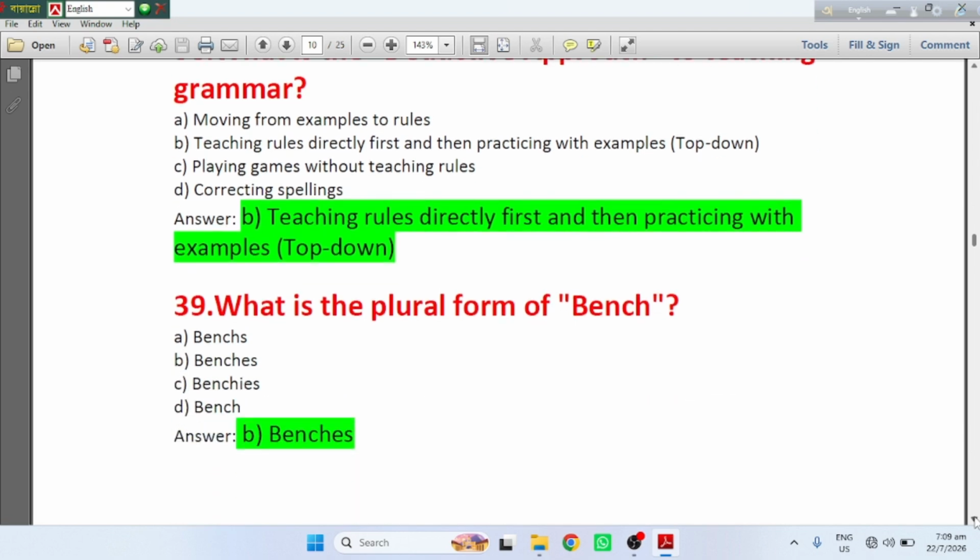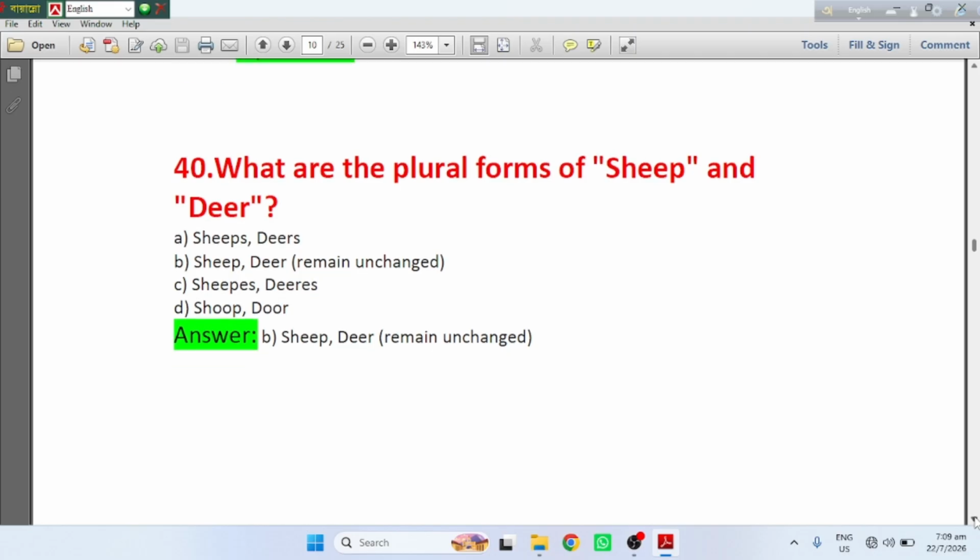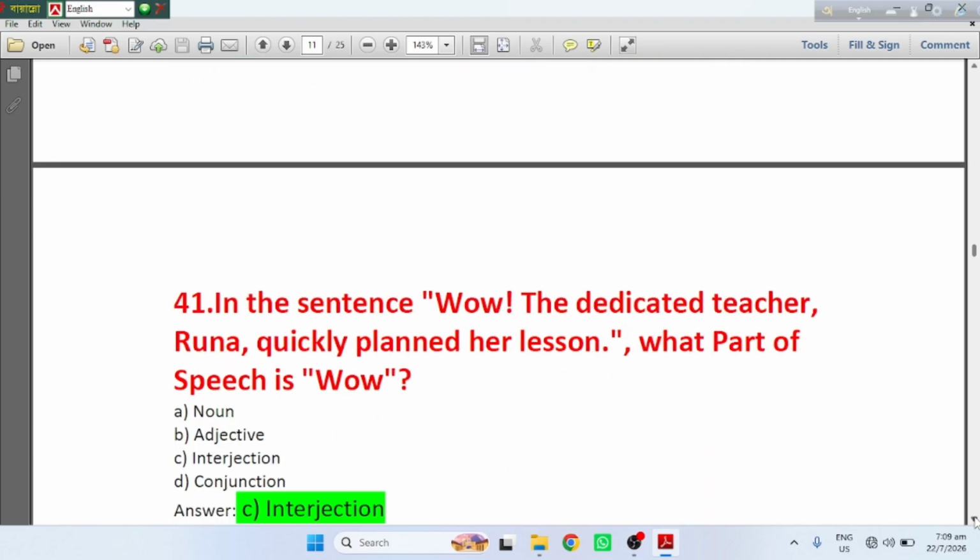Top down. What is the plural form of bench? Benches. What are the plural forms of sheep and deer? Sheep, deer, unchanged. 41.